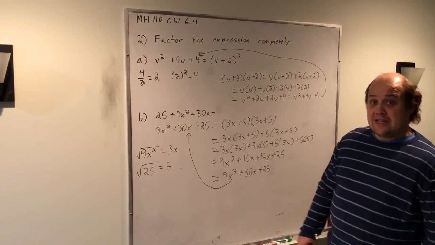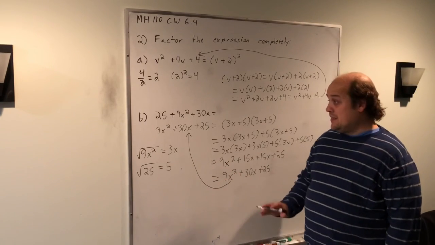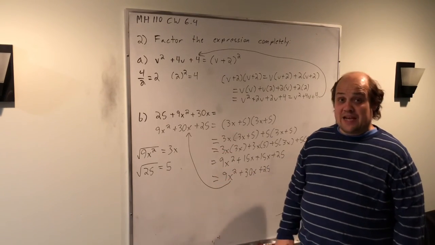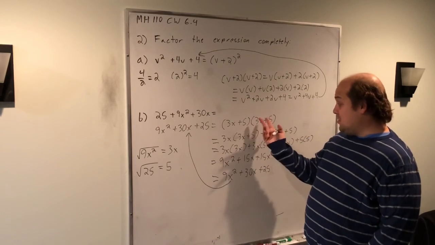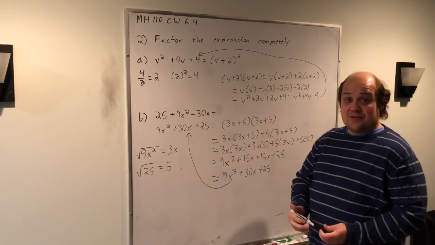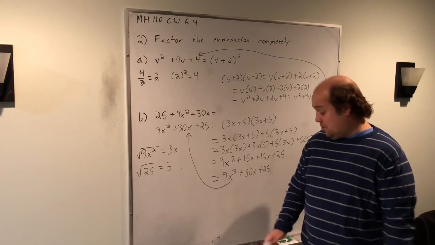So I understand that this last one in this problem set is a little difficult. Again, there's multiple choice answers. Worst case scenario, you can just multiply the different answer choices together and see which one gets you back to the problem that they're asking.